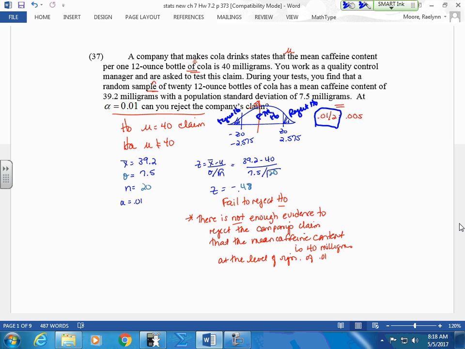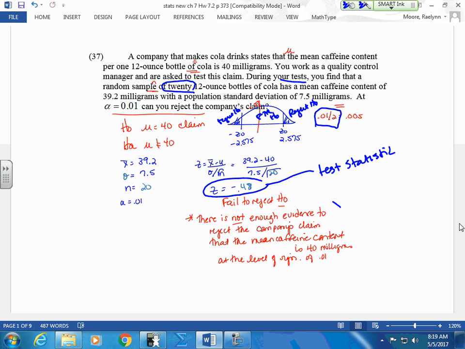Once you get your graph set up, then take out your test information. For your test, you find a random sample of 20, not 12, 20 12-ounce bottles, that your sample has a mean of 39.2. And it has a population standard deviation of 7.5. So you want to test this. Use your z formula and find your test. This is called a test statistic.